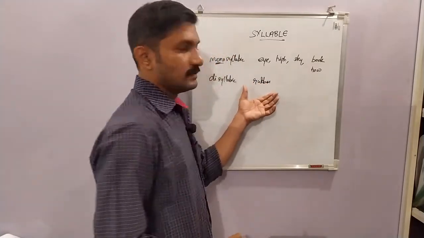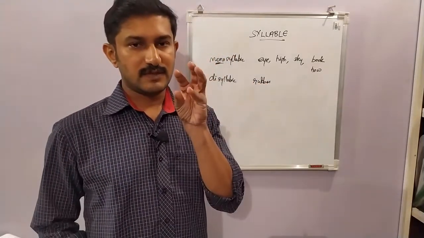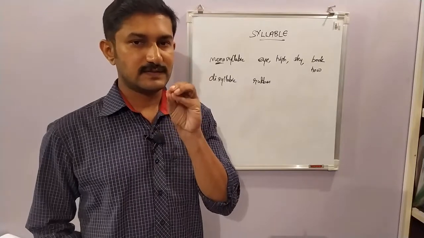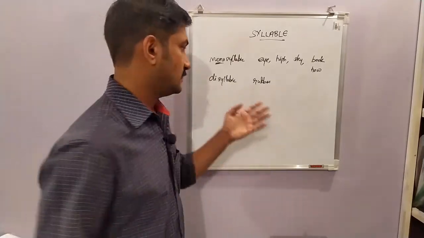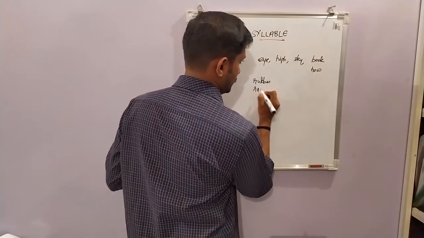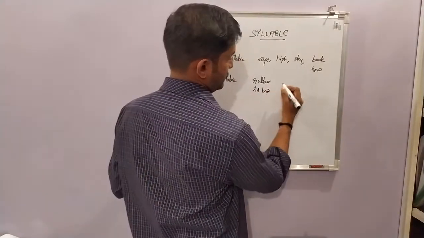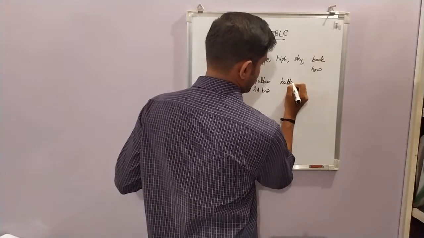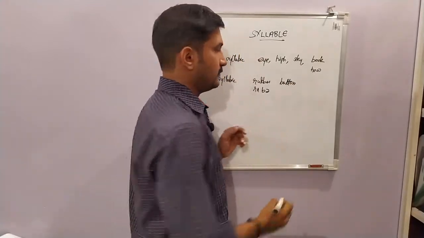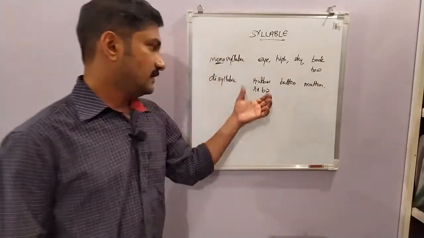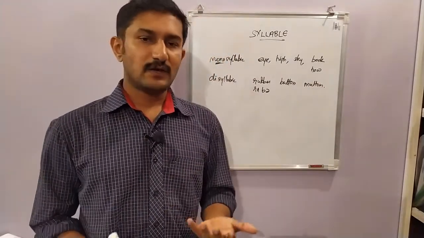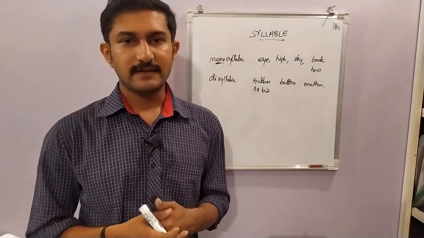rubber. So we cannot pronounce that sound as one syllable. There are two syllables. Rubber. Then button, mutton, like that. And there are a lot of words which are polysyllabic, having many syllables.